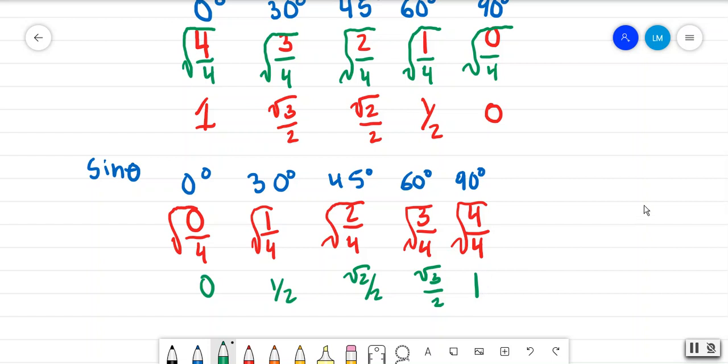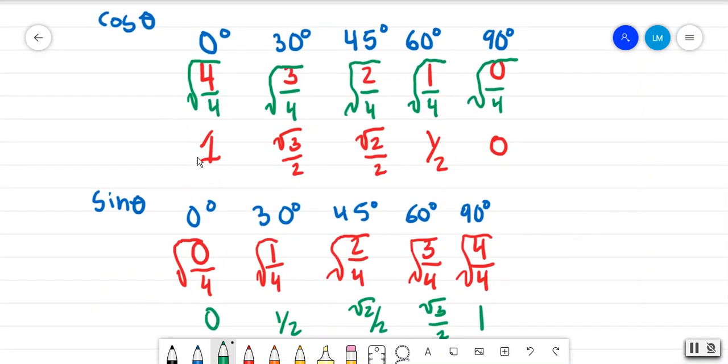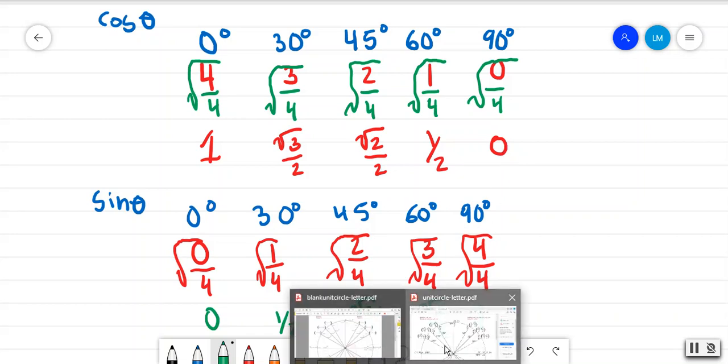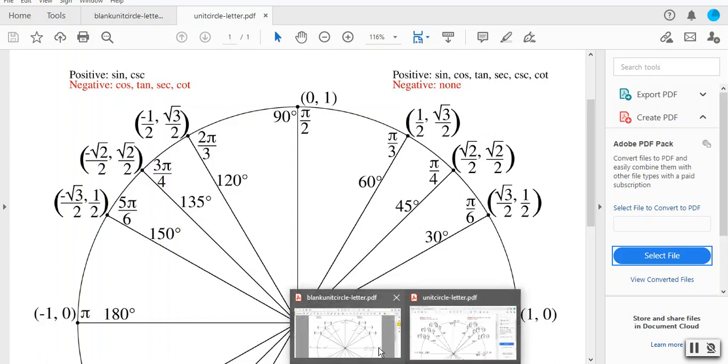Now, in this case, all that this is doing is telling me what the ordered pairs are. The first one is 1, 0. The second is root 3 over 2, comma 1 half, and then it's root 2 over 2, root 2 over 2, 1 half, root 3 over 2, and then 0, comma 1. How that helps me is in the following manner.